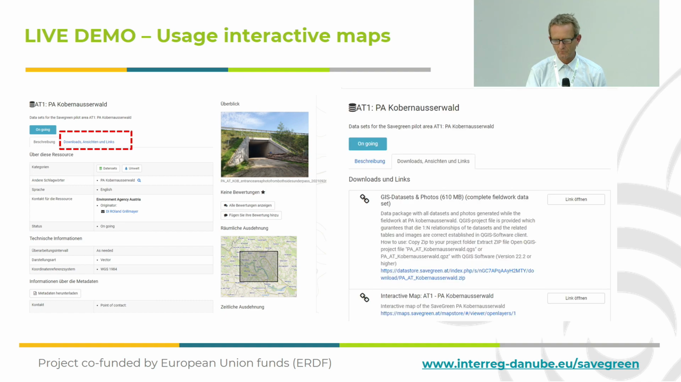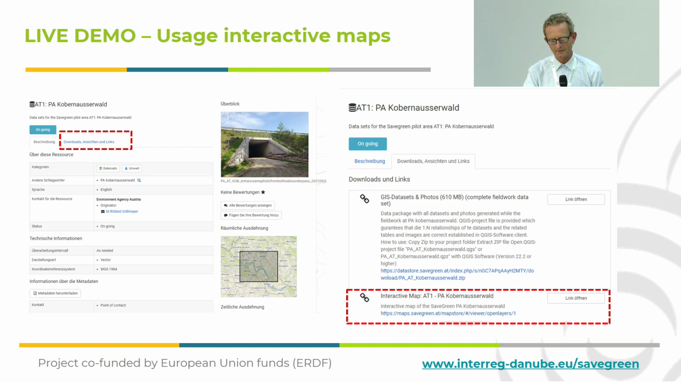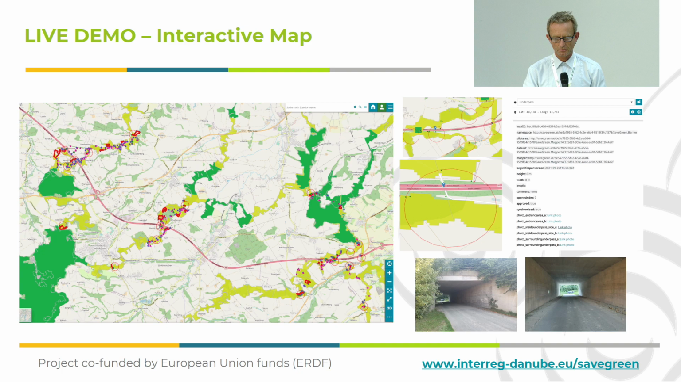For people who do not have QGIS installed on their computer, we also provide these interactive maps, so you only need a browser. This is the result of the monitoring in the Kobernauserwald. There you have everything which was mapped in the field in this interactive map, and you can click a single feature and get the information, and the images will also be available. It's similar to the QGIS project which you have offline; you also have web access to all the results of the fieldwork.